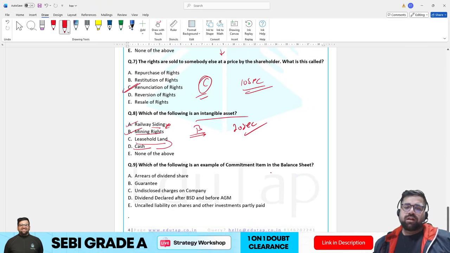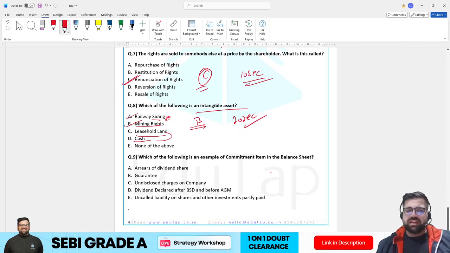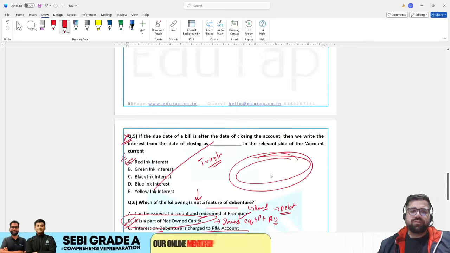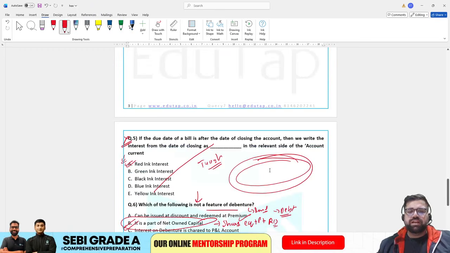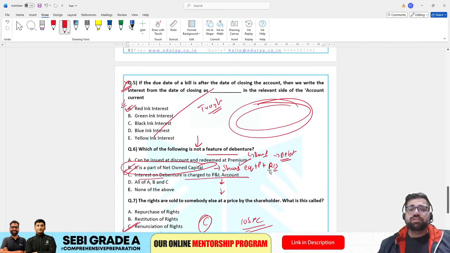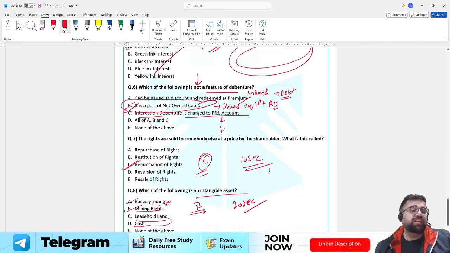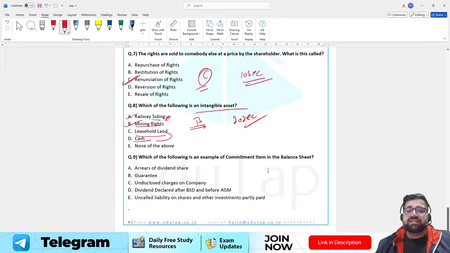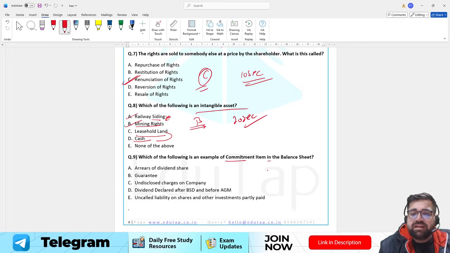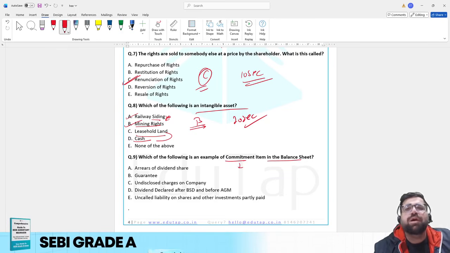Question number, I would say 9th, which I think is the last question of commerce. So we have solved, I would say, 9 questions till now of commerce and accounts, and only one question looks unsolvable, which is question number 5. But if you see question number 9, let's try to see what is question number 9. Which of the following is an example of commitment item in the balance sheet? Commitment means that yes, you have to do it, but it is not due right now. You have to do it in future, right?